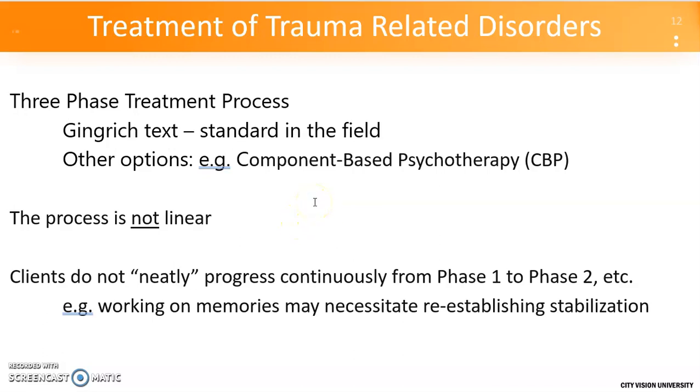So, now some specific information about treatment. We have already spoken a little bit about this aspect of the three-phase treatment process, and that is what the Gingrich text covers. And it really is widely used and accepted. It's kind of considered the gold standard in the field. There are, however, other evidence based treatment approaches, and one option that we will look at is in the supplemental reading this week on this component based psychotherapy.